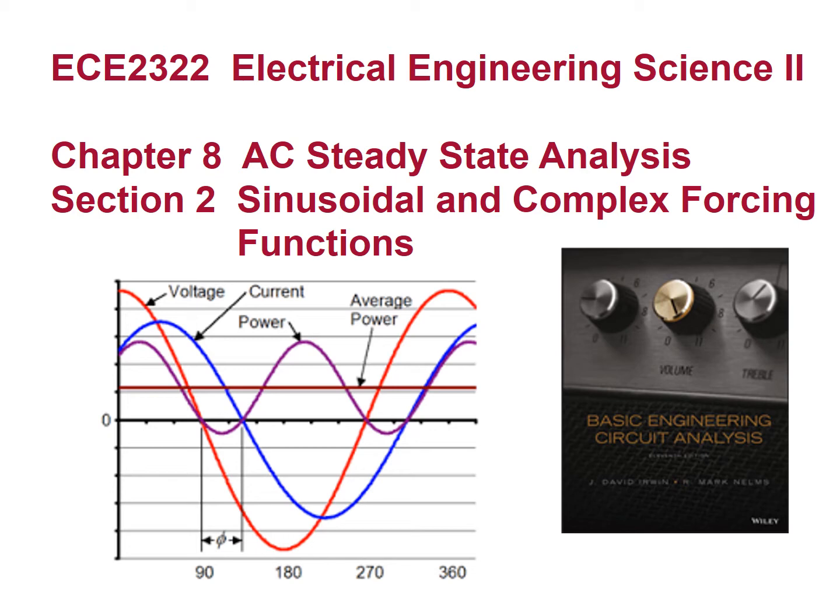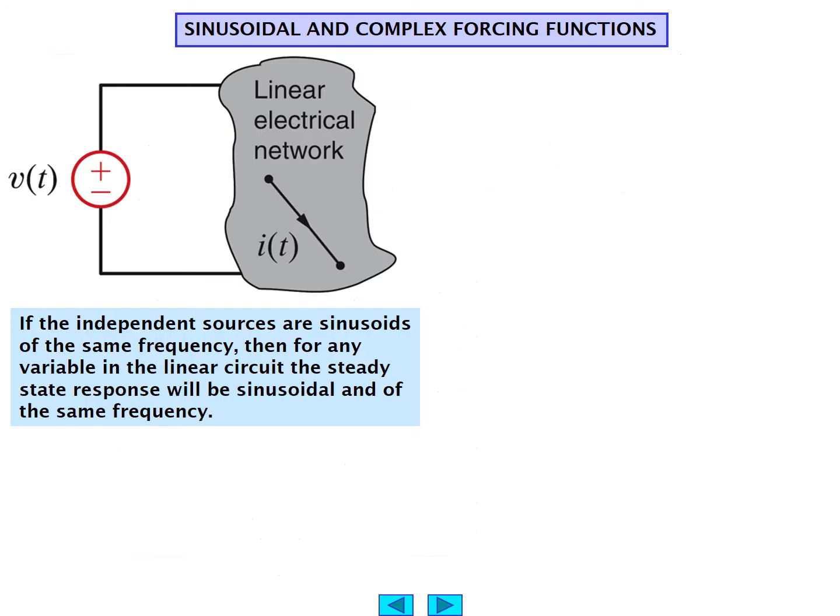This is section 2, sinusoidal and complex forcing functions. Here we have a typical example of what we'll be studying in this course. We have some voltage excitation, a voltage source, V of t, going into a linear electrical network. By linear, we mean it obeys the laws of linearity and superposition. So basically, it consists of passive components, not active components. And in this course, they would be resistors, capacitors, and inductors.